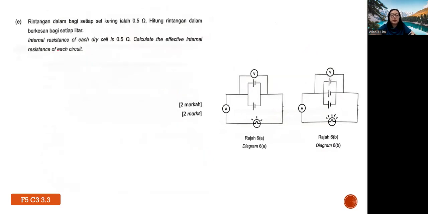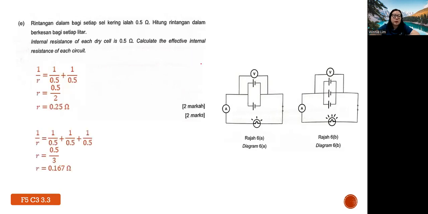Okay, so for the calculation part, the internal resistance of each dry cell is 0.5 ohm. Calculate the effective internal resistance of each circuit. For this one, teacher already mentioned, when you want to calculate, the formula that you use is 1 over R equals 1 over R1 plus 1 over R2. So you just substitute accordingly, rearrange, add, and then you get the final answer. Same goes for 6B: 1 over R1 plus 1 over R2 plus 1 over R3. So here is the final answer.